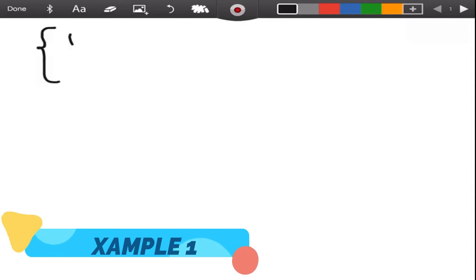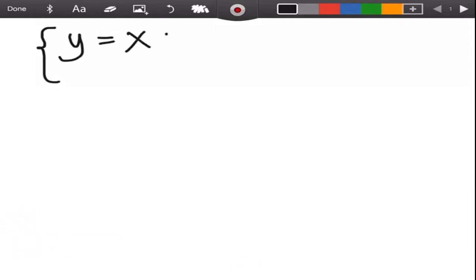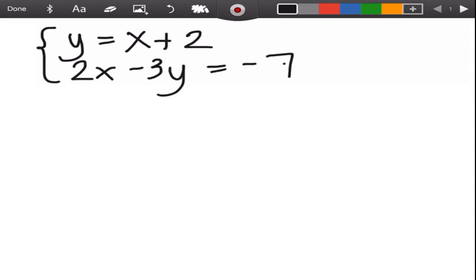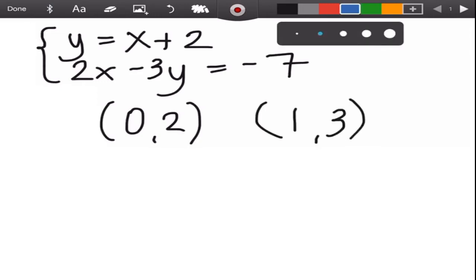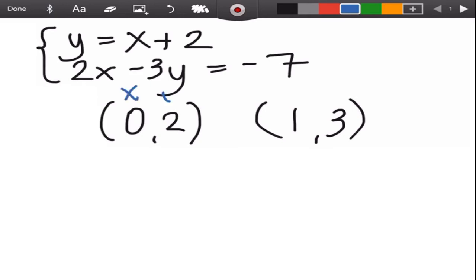Example number 1: y equals x plus 2 and 2x minus 3y equals negative 7. So we need to find out if (0, 2) is part of the solution or (1, 3). First, you will just need to substitute the values of x and y. So in the first equation, x is 0 and y is 2. So we will substitute in the first one.